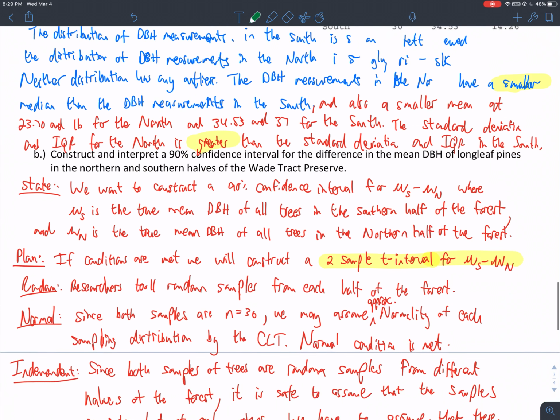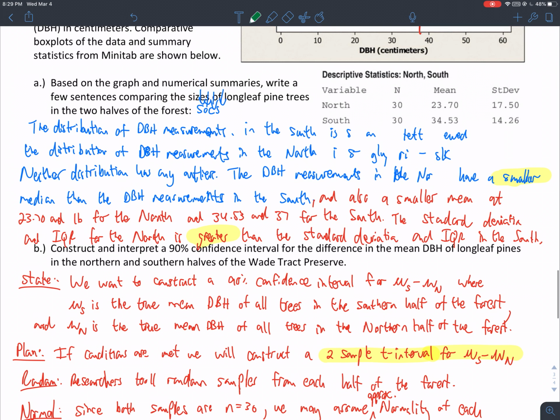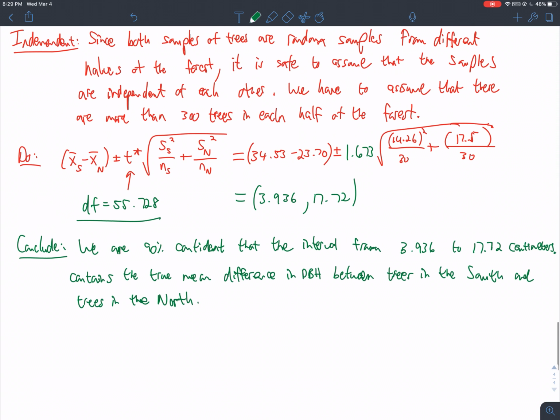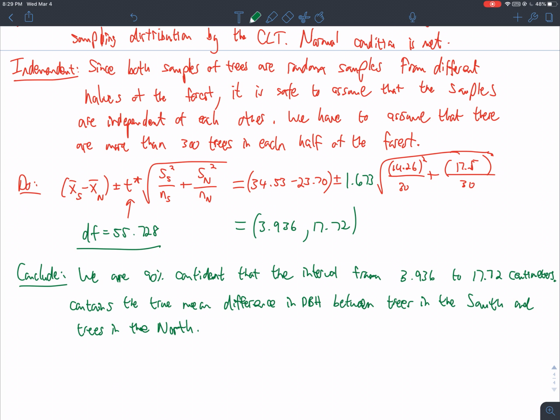Okay, and what was the question? Just construct and interpret. Okay, technically what we can say now is we're 90% confident that trees in the south are taller than trees in the north. Okay, according to our interval. Any case, I mean not taller, sorry. They have a bigger diameter. Okay, they have a bigger diameter.